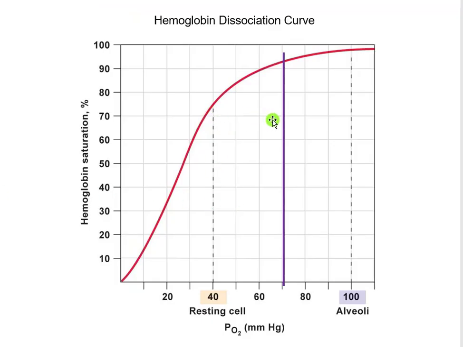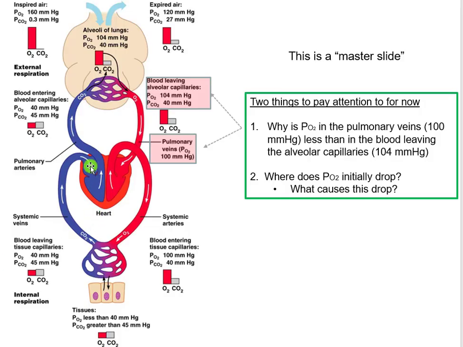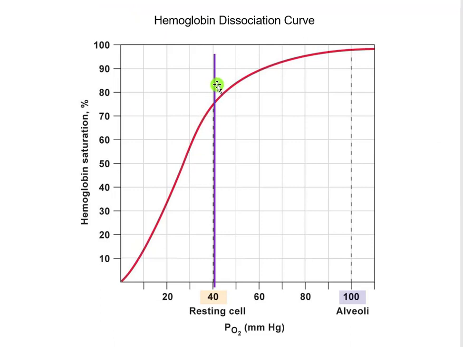The next part, when we get down to 40, I'm at 25% saturation. Again, what does that tell us? Did I say 25? I meant 75% saturation. I've only offloaded 25%. That means your deoxygenated blood actually carries quite a bit of oxygen in it. That's what this curve is telling us. All right.